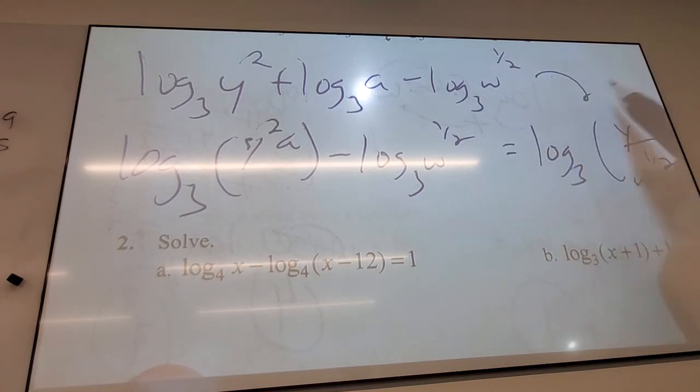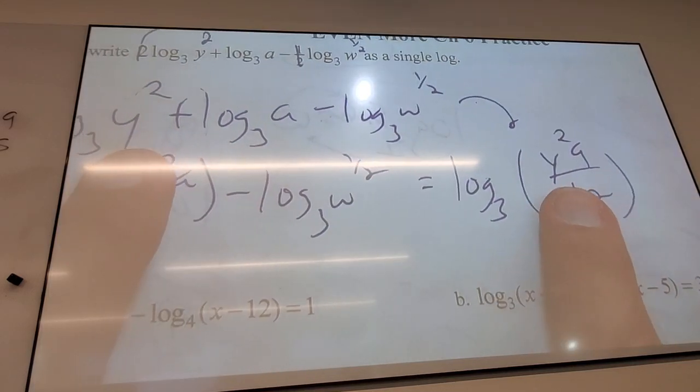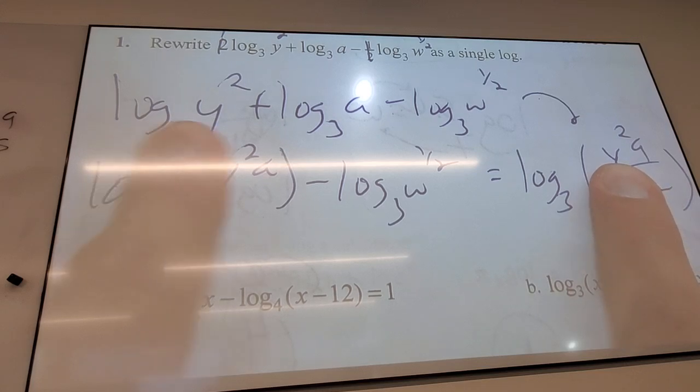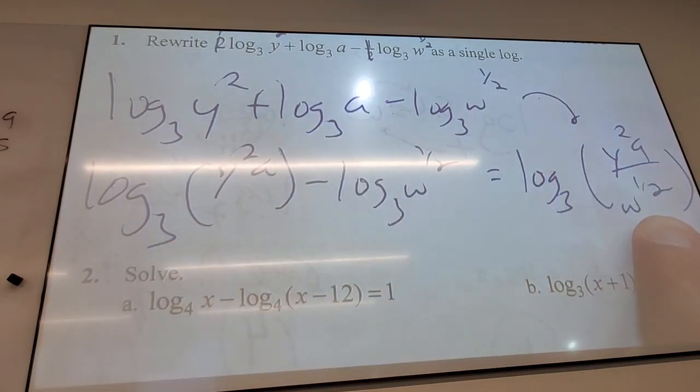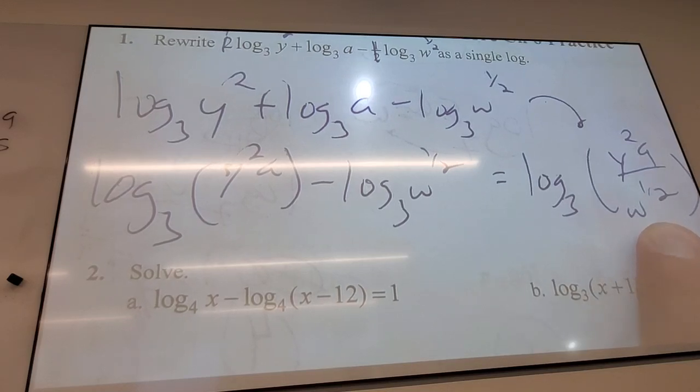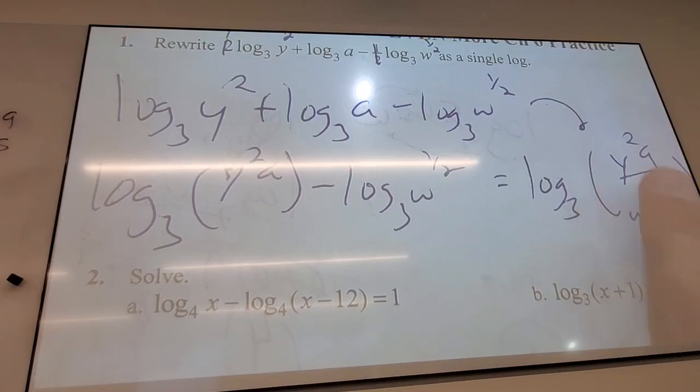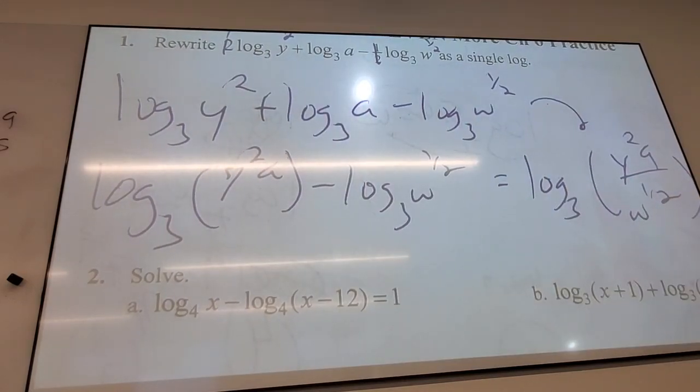I could have just gotten there straight from the beginning because I say y squared is a positive log that's up top, a is a positive log that's up top, w is a negative log, so it's on the bottom. Bam, bam, bam. Because I know minus means I'm going to divide by it, plus means I'm going to multiply by it, so I know where they're going to end up. So you can do it step by step, or you can just go, boom. It's up to you.